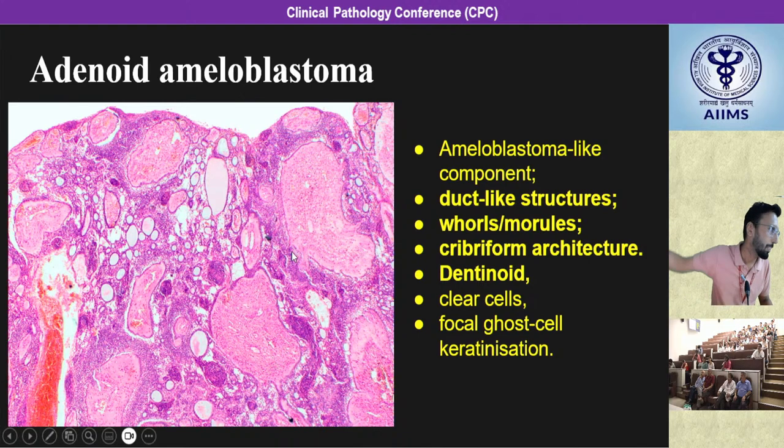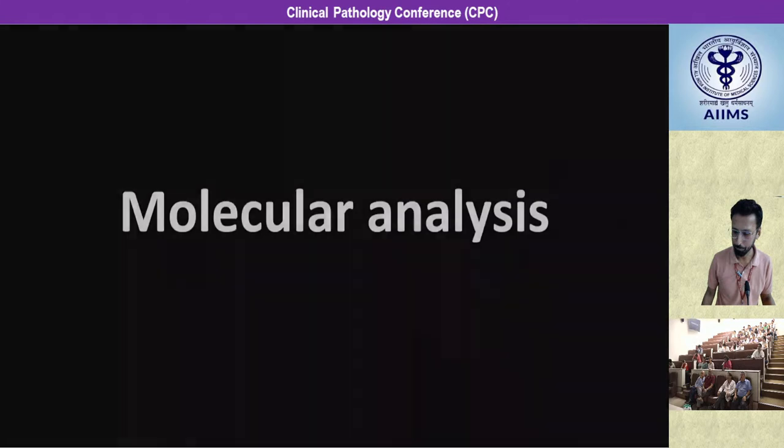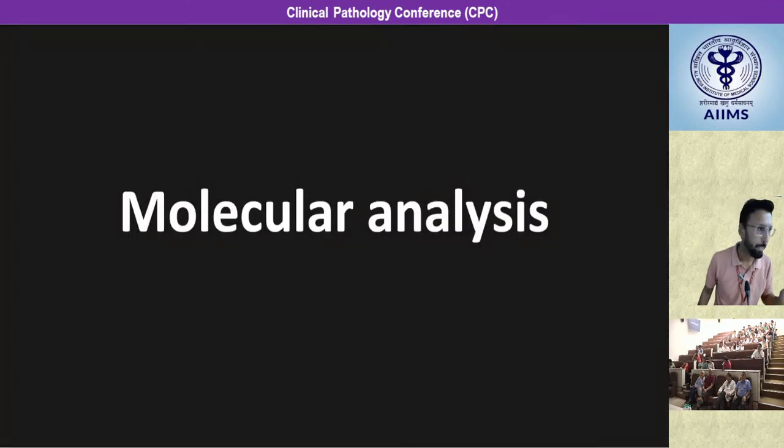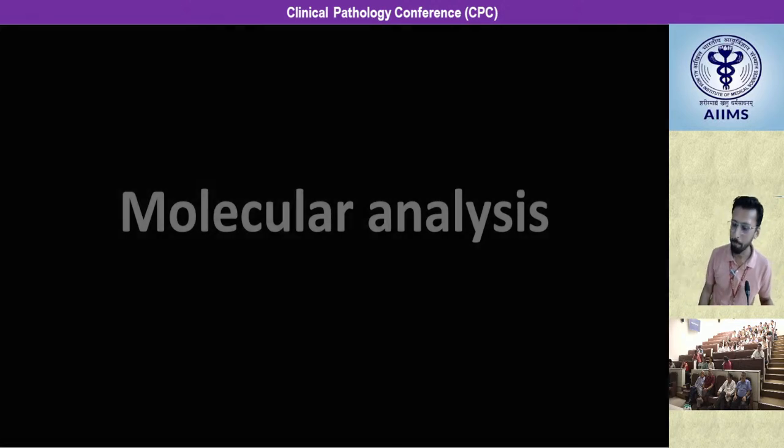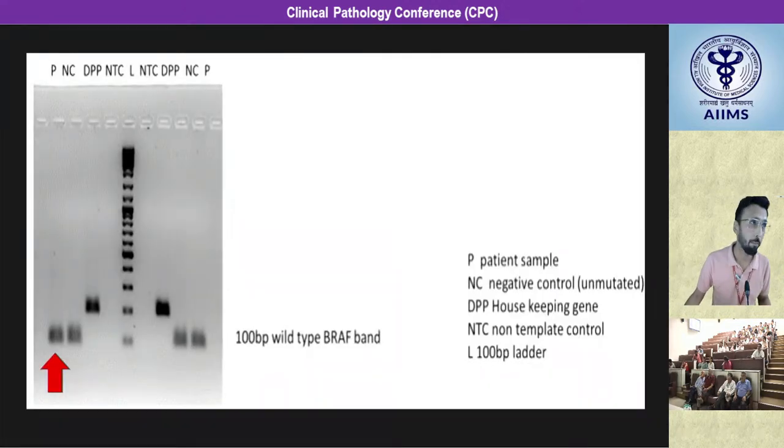So all these features were seen in our case. In our case, there were follicles, they were cribriform pattern, they were dentinoid, clear cells were there. Although we have made our mind regarding diagnosis, to further confirm our diagnosis, we proceeded with the molecular analysis, and we have gone for a BRAF mutation.